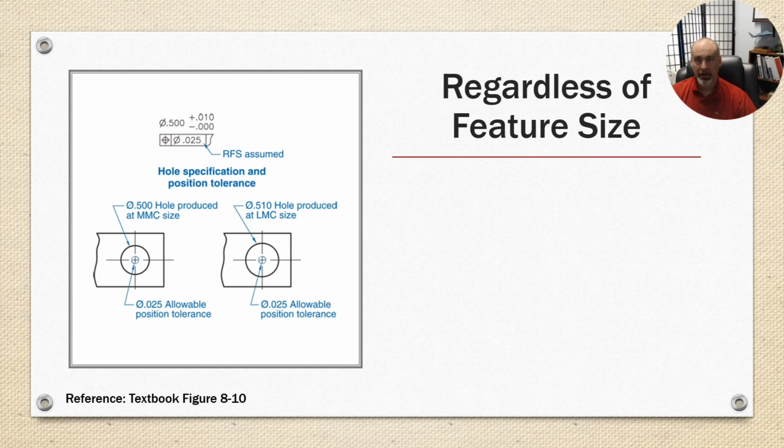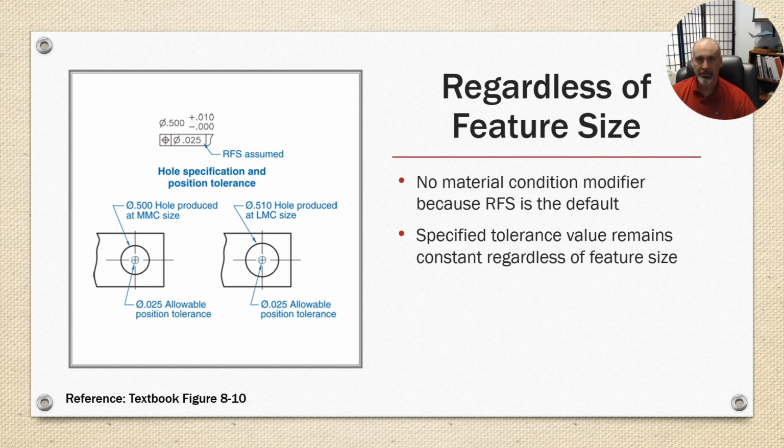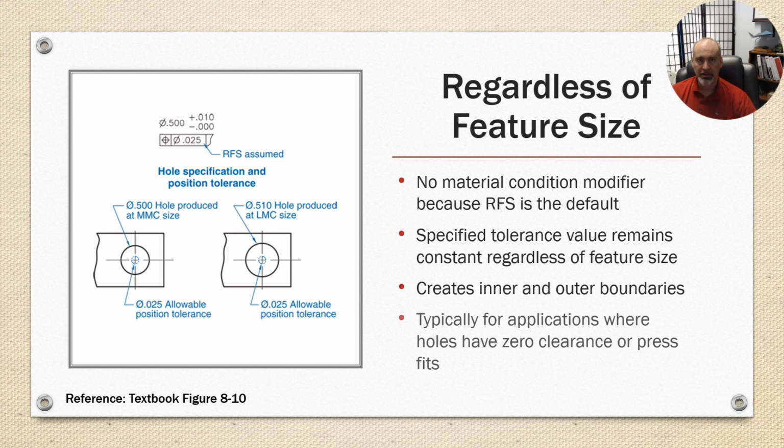Okay, regardless of feature size, no material condition modifier, because RFS is the default and assumed. The specified tolerance value remains constant regardless of feature size, creates inner and outer boundaries, and is typically for applications where holes have zero clearance or press fits.